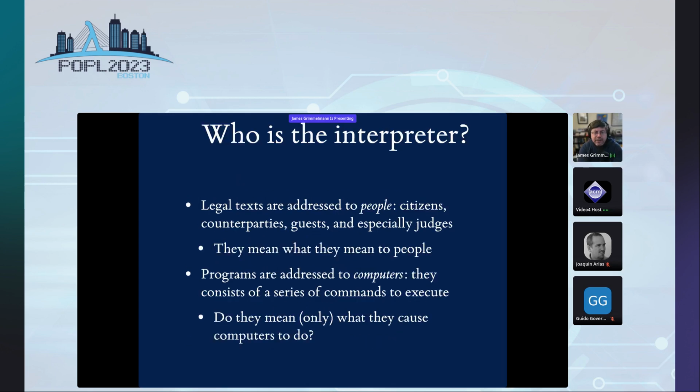Now, under ordinary circumstances, we think of legal texts as being addressed to people, particularly judges, and their meaning is based in interpretation of natural language. What do they mean to people? And programs are addressed to computers. They are instructions for a computer to carry out various commands, and the computer does something in response. And so it seems that their meaning, their semantics, is based on their functional effects on the computer.